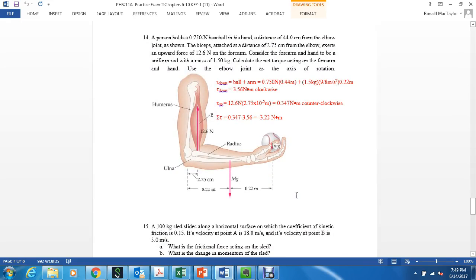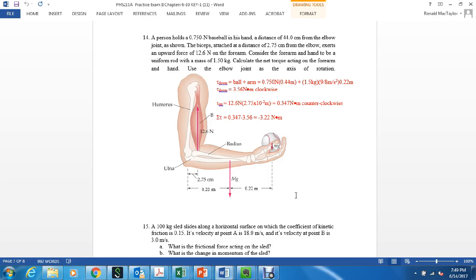All right, so this is dealing with net torque. There's torque that is going down. The downward torque is due to the ball and the arm itself. The ball, force times lever arm, is the weight of the ball times the distance that the ball is located from the axis of rotation. The arm is the weight of the arm times the center of gravity for the arm.